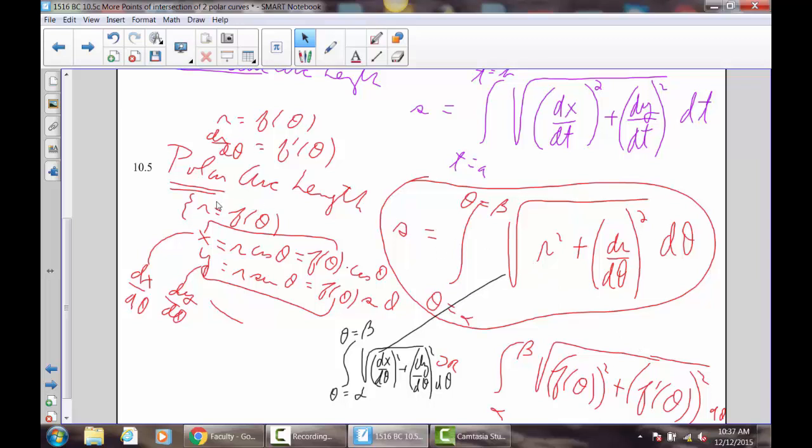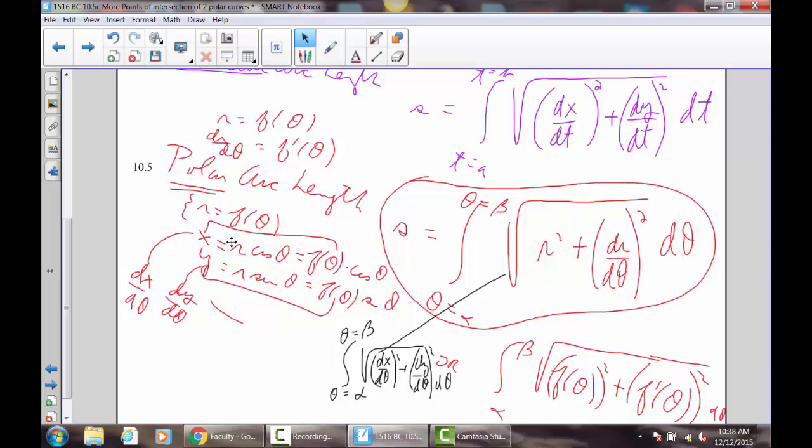So what happens is this. Our r is f of theta. Remember that our x, if we did it in terms of x and y, is r cos theta, which is f of theta cos theta. So if we looked at our dx d theta, and that would be your y equals r sine theta, which is f of theta sine theta.